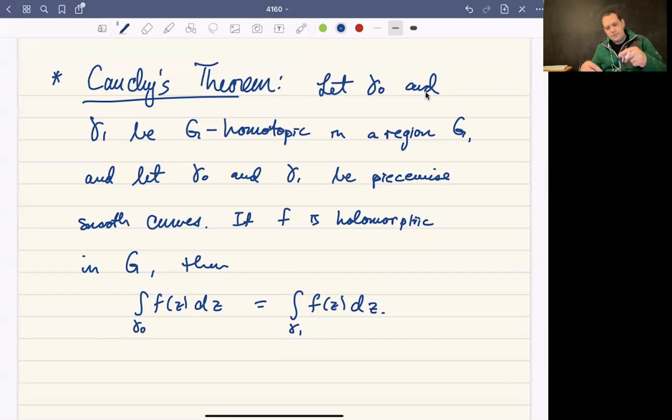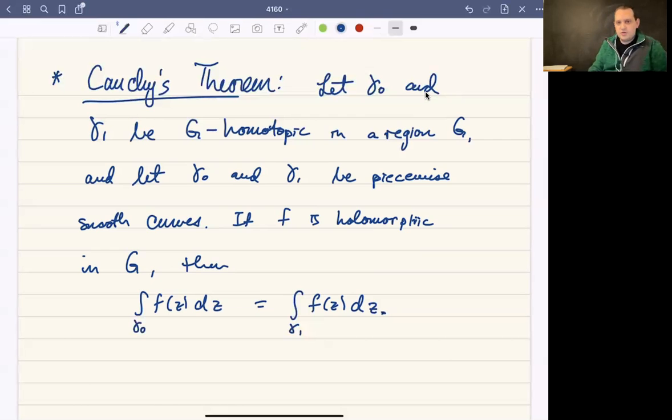So of course, if you have the same endpoints, then we know by path invariance that we expect this to work out. However, this is still true if you have two curves that are homotopically equivalent, even if they don't have any endpoints in common. And so if you were to integrate over a square and integrate over a circle, as long as those two curves are homotopically equivalent in your set G, then your two integrals will be the same. So this is a pretty remarkable theorem.